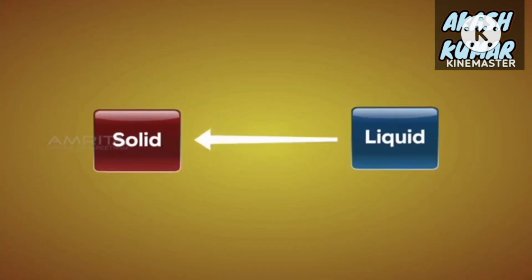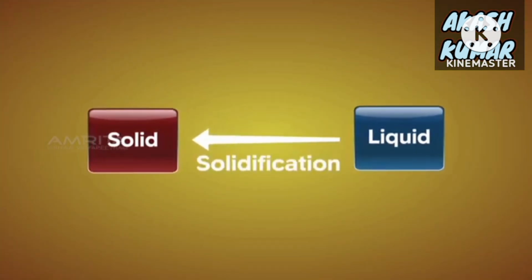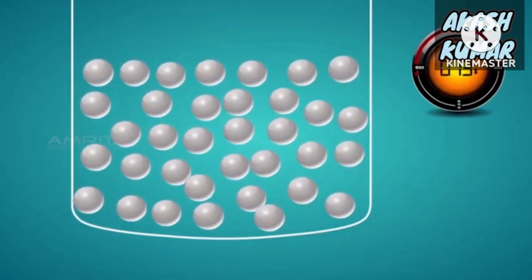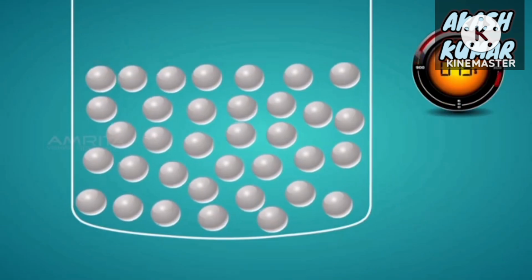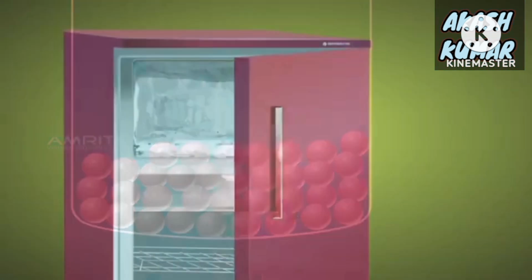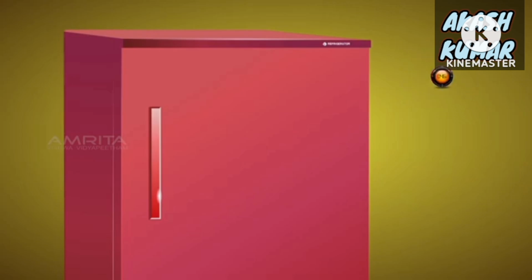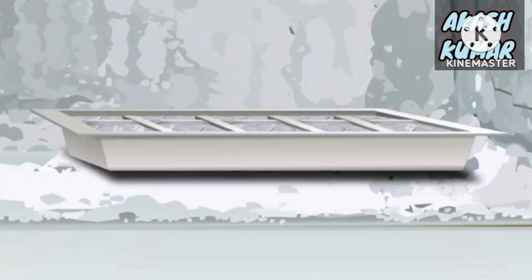Similarly, a liquid changes its state to solid by solidification. Upon freezing liquids, the space between the particles decreases and they solidify. When some water is poured in an ice tray and kept in the freezer, the water solidifies and becomes ice.